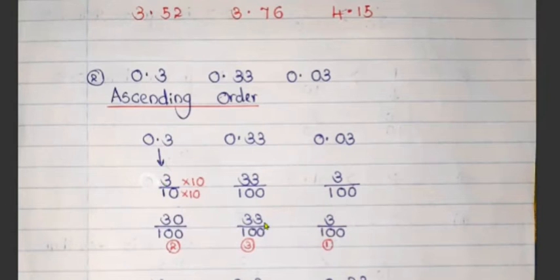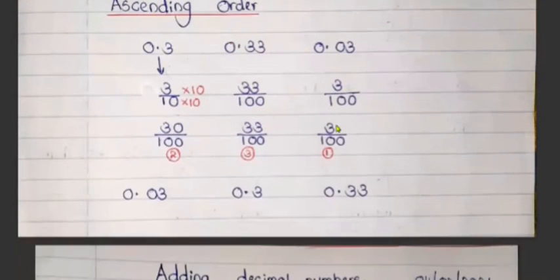Now you can see here 30 over 100, 33 over 100, 3 over 100. Denominators are equal. Now we have to consider the numerator. This is the smallest numerator, which is related to 0.03. But the second one, 30 over 100, 0.3. This is the largest one, 33 over 100. It means 0.33. Right?